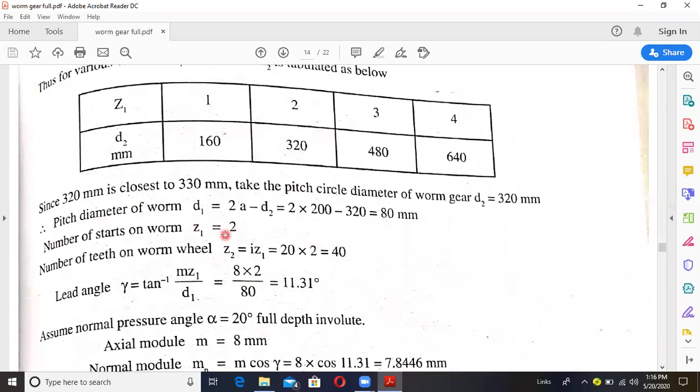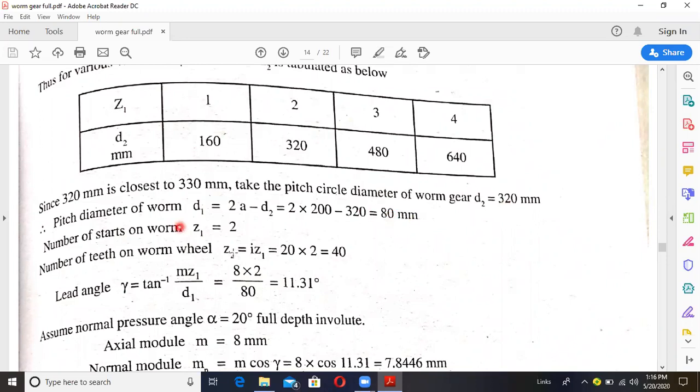Now we can calculate D1 by taking the formula A is equal to (D1 plus D2) by 2. Cross multiply. Therefore, D1 is equal to 2 times A minus D2. Therefore, D1 is equal to 80. Now, this is the exact value. D2 is equal to 320 and D1 is equal to 80 mm. Then in the remaining procedure, we have to substitute D2 as 320 and D1 as 80.